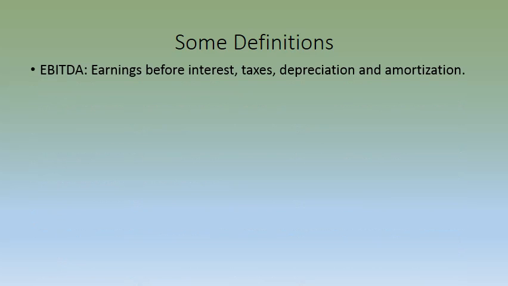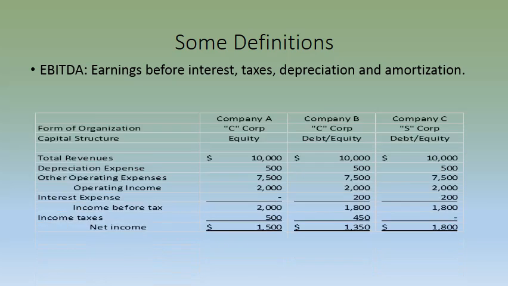We'll make our own decisions regarding form of organization as it's the most advantageous to us. We'll also choose whether to finance the company with all equity, equity and debt, or all debt if we can find a lender willing to do that. Earnings before interest, taxes, depreciation, and amortization, or EBITDA, is a way of looking at a company's earnings irrespective of its form of entity and capital structure. Let's look at an example.